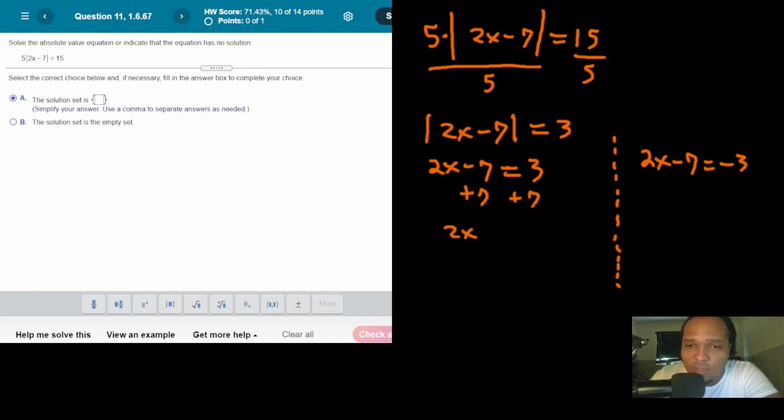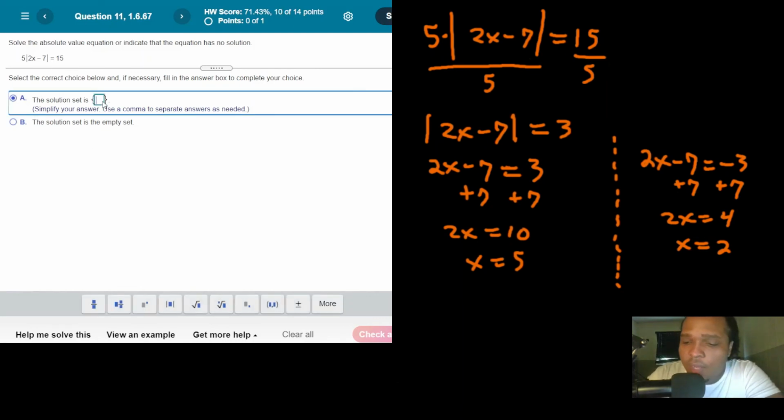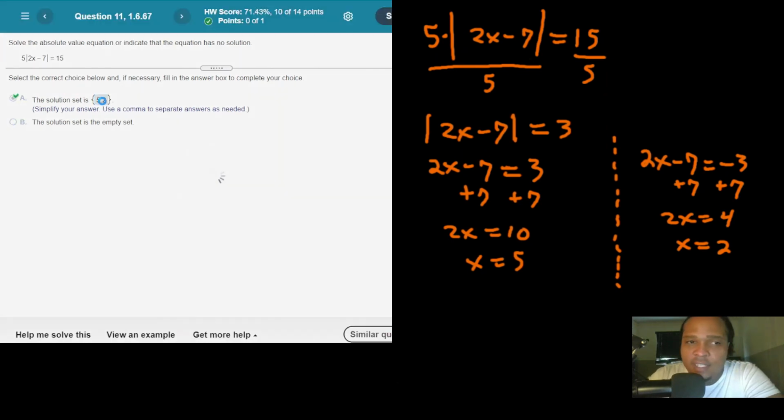We have 2x is equal to 10. Divide both sides by 2. We're going to get x is equal to 5. Over here, same thing. Add 7, you get 2x is equal to 7 minus 3, which is 4. So x is equal to 2. And that's it. 5 and 2 are your answers. So let's go ahead and put 5, comma 2. And that's it. Good job. All right, number 12.